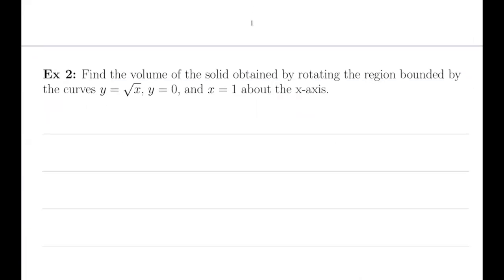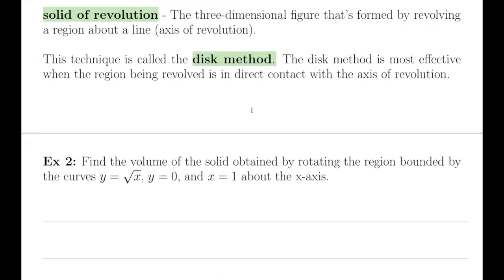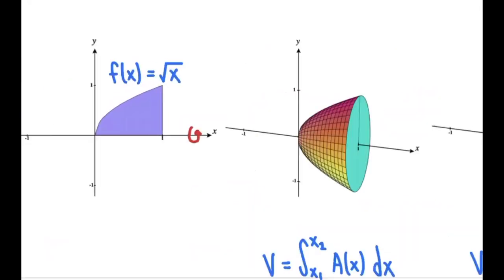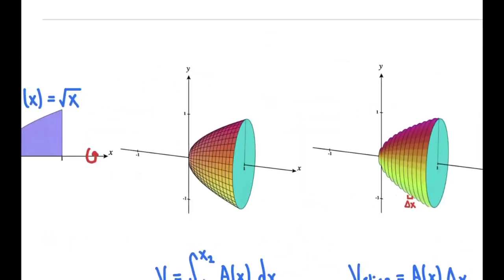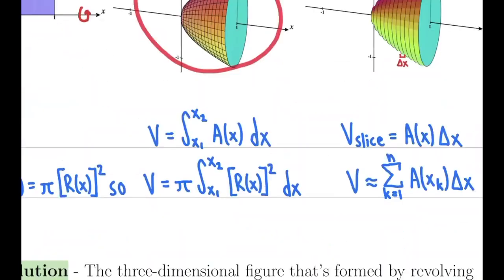Find the volume of the solid obtained by rotating the region bounded by the curves y equals the square root of x, y equals 0, and x equals 1 about the x-axis. So that's literally what we have right here: square root of x bounded by y equals 0, which is the x-axis, and x equals 1. And we're rotating that about the x-axis. So let's use the disk method to find the volume of that solid.